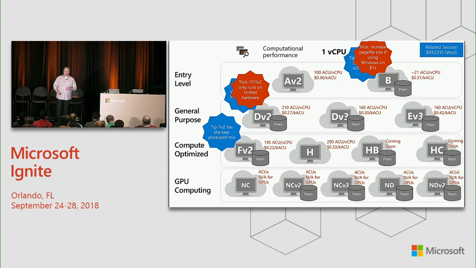It's a question, the original FV1. Yeah, the FV1, I don't show it here. It is available. It has an ACU of 210. We'll continue to make that available. The FV2, though, is slightly less, but for overall price performance, the FV2 is typically better. But the FV1 will be kept available.